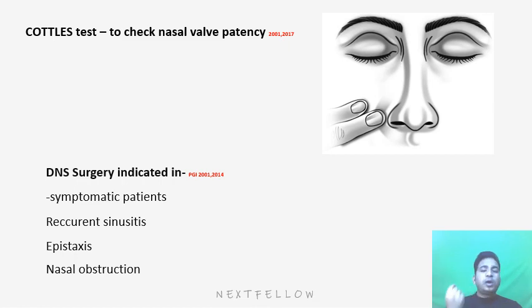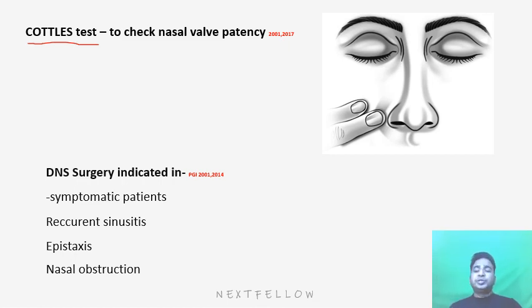What will happen? Because of this lateral pulling, the patient will feel better breathing. The nasal valve will open. So that is a test to show the patency of the nasal valve. The Cottle test has been asked in the exam.